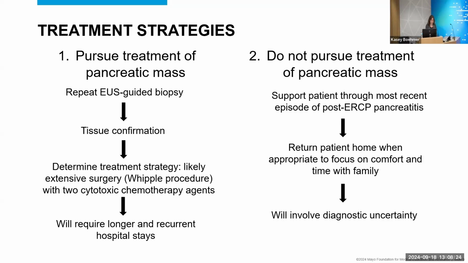This strategy would likely require longer and recurrent hospitalized stays for the patient. The second option would be for the patient to decide not to pursue further treatment of the pancreatic mass. What this would involve is us supporting the patient through the most recent episode of post ERCP pancreatitis, and then focus on the patient's comfort, her goal of getting home and returning to her family. However, it would involve ongoing diagnostic uncertainty.